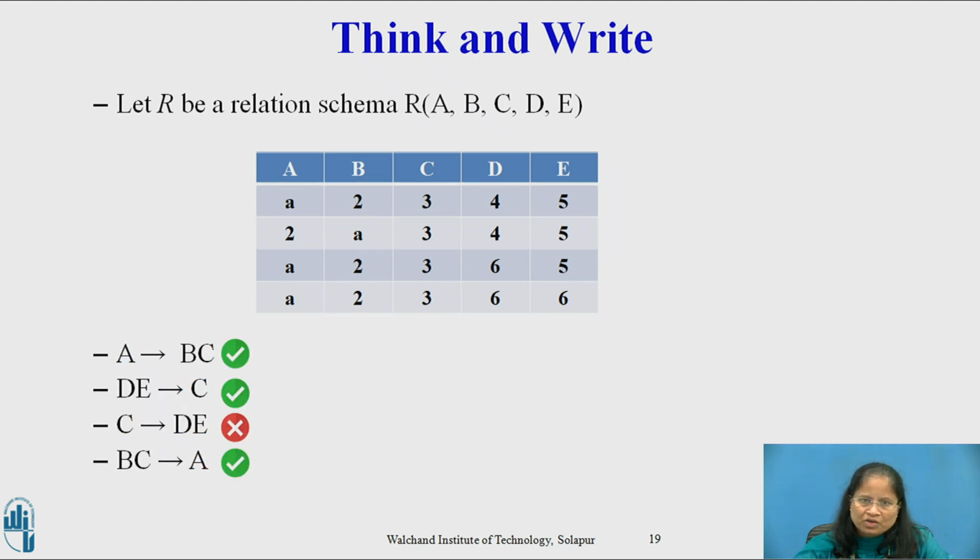I hope all of you have completed this activity. Let R be a relation schema with the attributes A, B, C, D, E. A functionally determines BC, DE functionally determines C, and BC functionally determines A. But C does not functionally determine DE, as C has three different values of DE, that is 4,5, 5,6 and 6,6 for the same value of C.